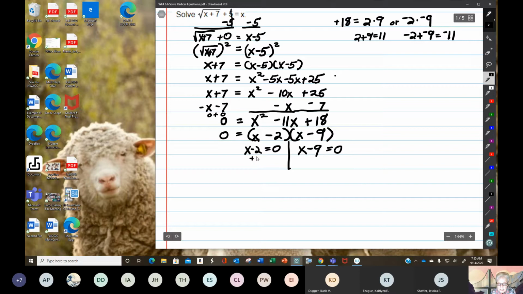Add 2 to both sides. So x equals 2. Add 9 to both sides. And that'll give you x equals 9. So 2 and 9 are your answers. You go on to the next problem. No, you don't.